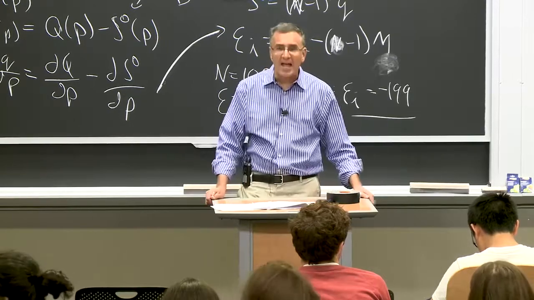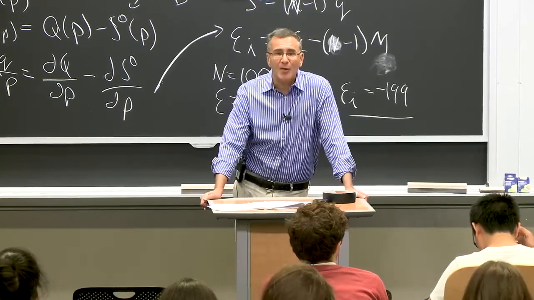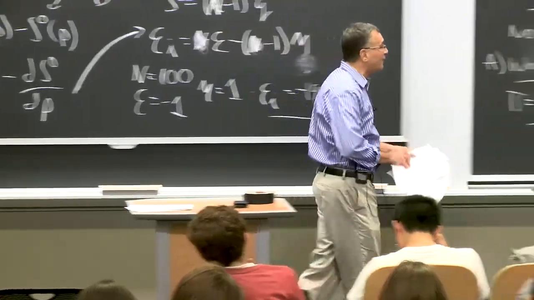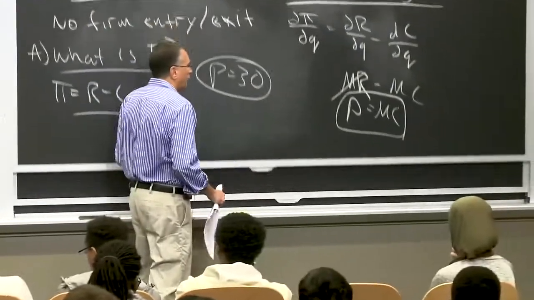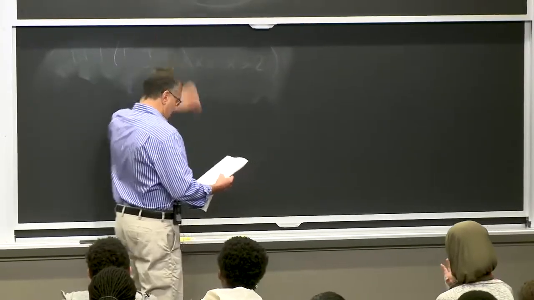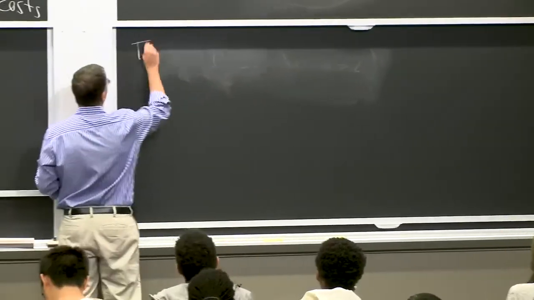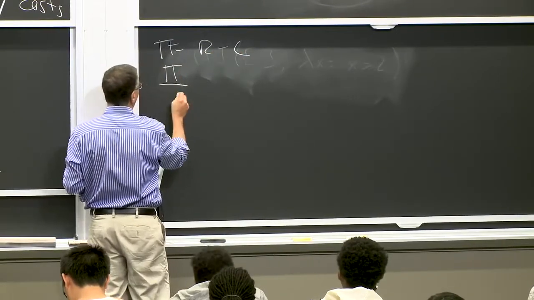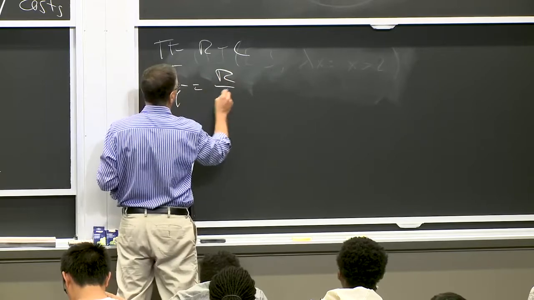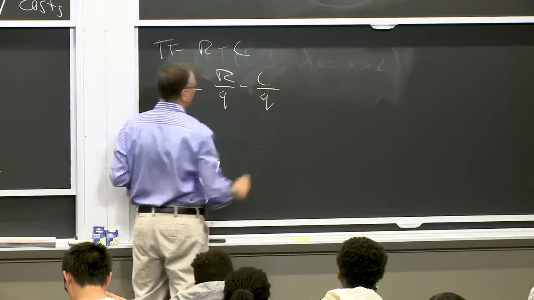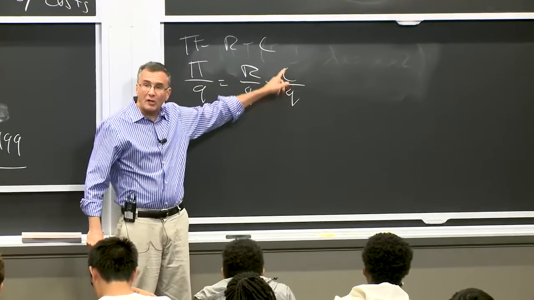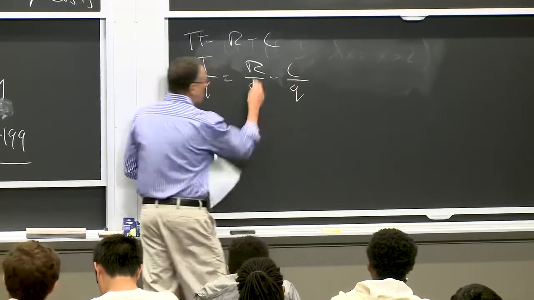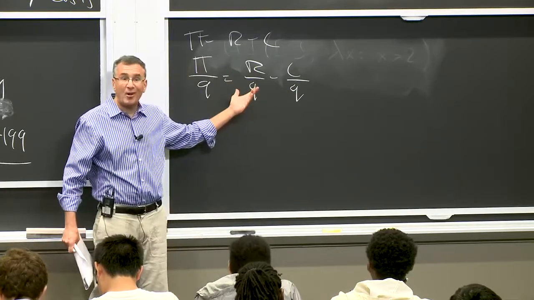Okay, so now let's ask, how big is the firm's profit? How do we measure the size of the profit? Well, if we think about profits per unit, okay? Profits equals revenue minus costs. So profits per unit, profits per Q, equals revenues per Q minus costs per Q. Well, what is this term? Cost divided by quantity. What do we call that? Average costs. And how much do you get per unit? You just get the price.